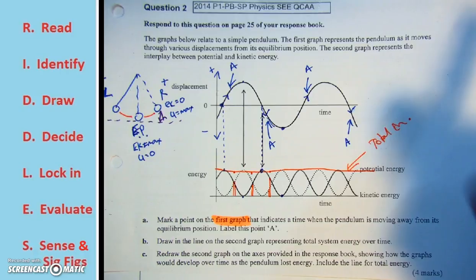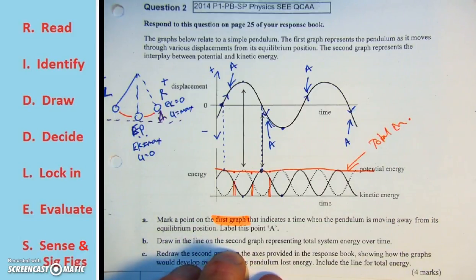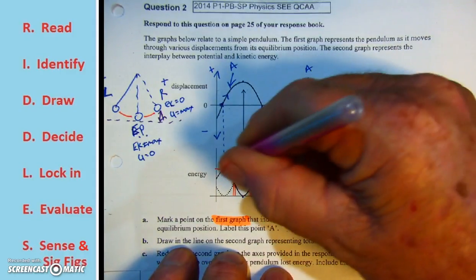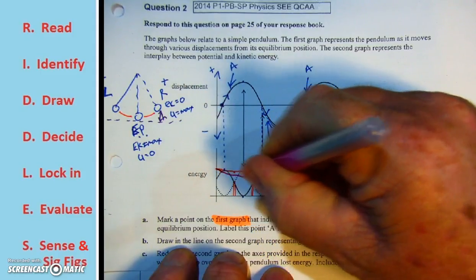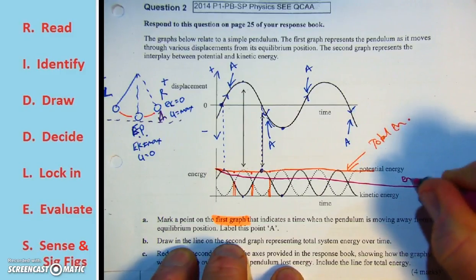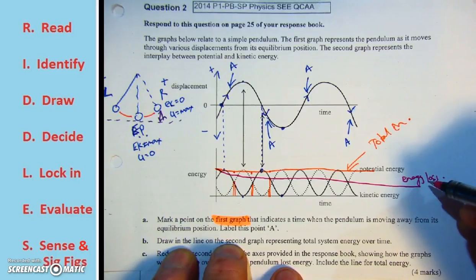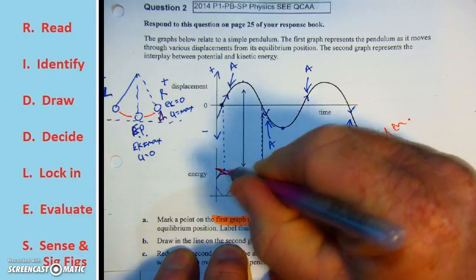Redraw the second graph on the axis provided in the response book, showing how the graph would develop over time as the pendulum lost energy. Now I'll do this over top of this particular graph. If we're going to lose energy, instead of this orange line being straight, this orange line is going to slowly drop off. So this is showing the loss of energy, and so we need to adjust our lines here.